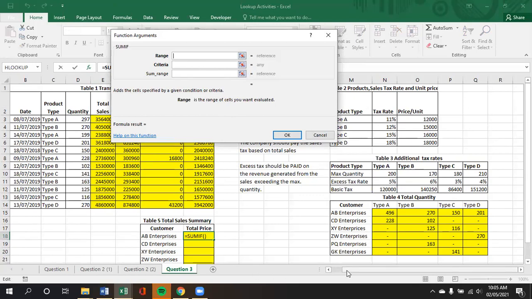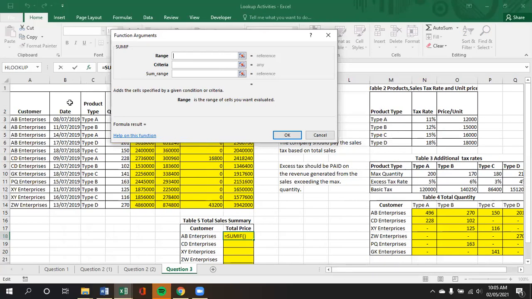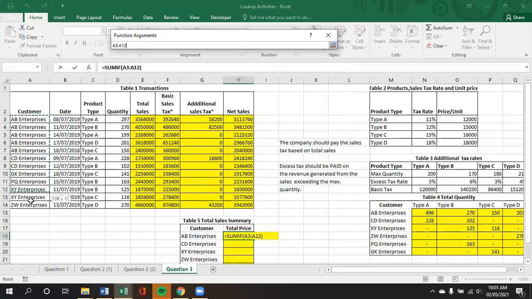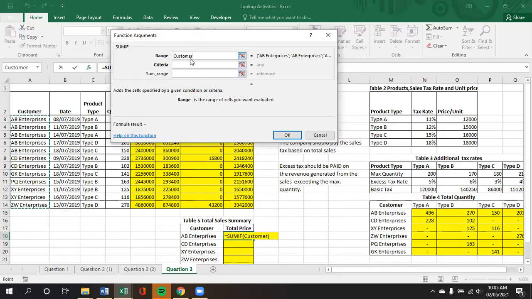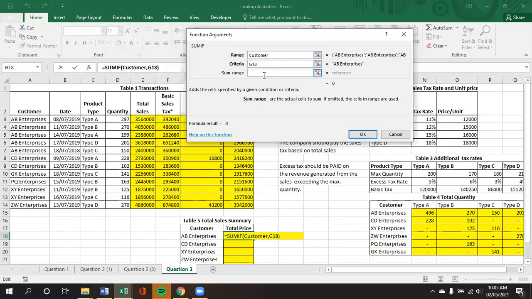Good. Yeah, you have taken that, and the good thing is you have applied the range name as well. Appreciated. Then the criteria, you can simply specify the criteria. Out of these customers, you want to find AB enterprise. Okay, good. Then the sum range, it is going to be the total sales.